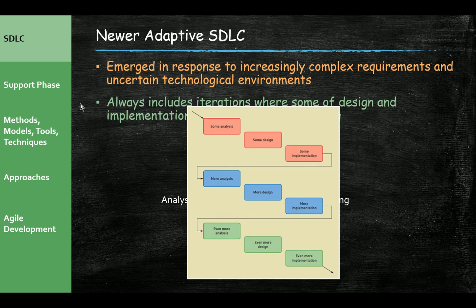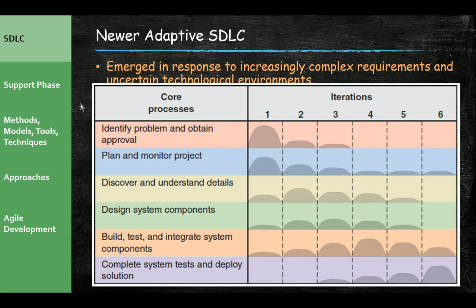In your textbook, this is what they show you. They show you some analysis, some design, some implementation, and circling back to do more analysis, more design, more implementation, and then circling back and doing even more analysis, even more design, and even more implementation. And then we've been going back to this chart over and over again throughout the semester. For each task that I talked about, we talked about which core process this would be. So we talked about these core processes in Unit 1, and each time we talked about something, we referenced where it would fall on these core processes.